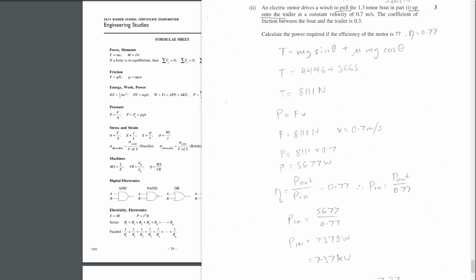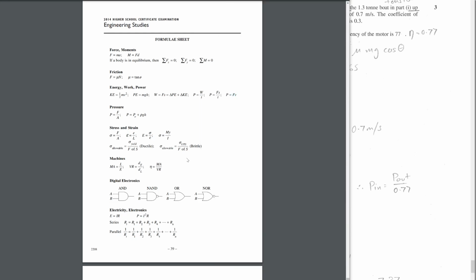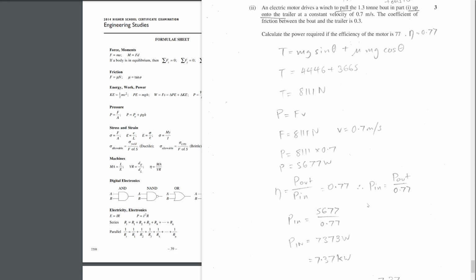Then what we're going to say is efficiency equals P out over P in, right? Power out divided by power in. Is that on the sheet? I don't think that is. No, you just need to know that. Okay, so when we rewrite it, we can say P in equals P out divided by 0.77.